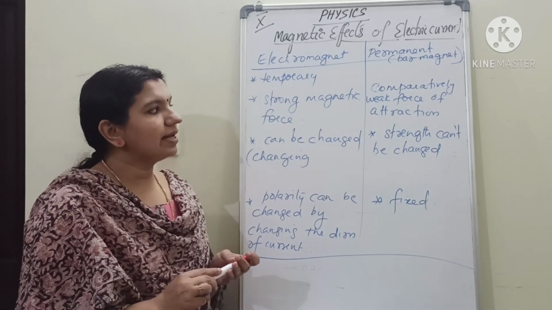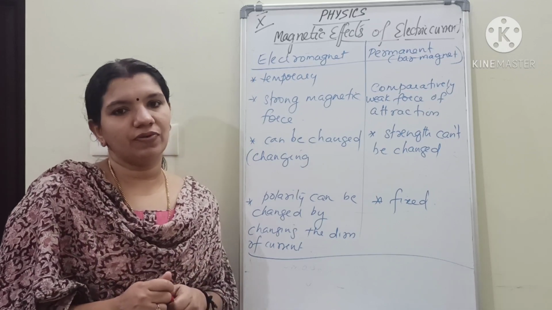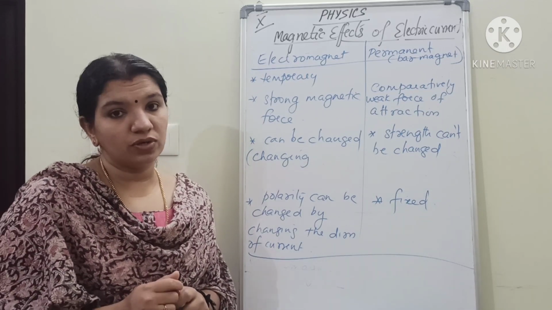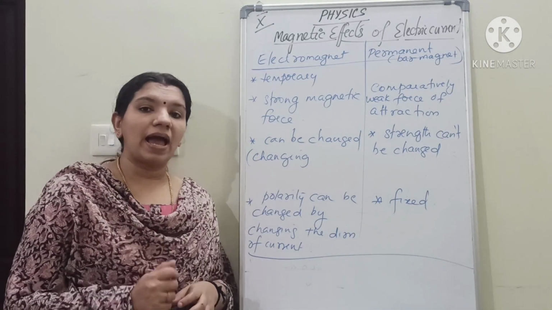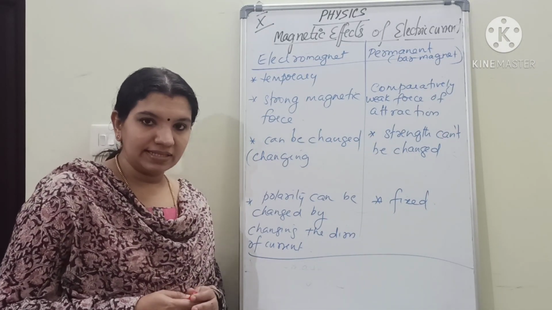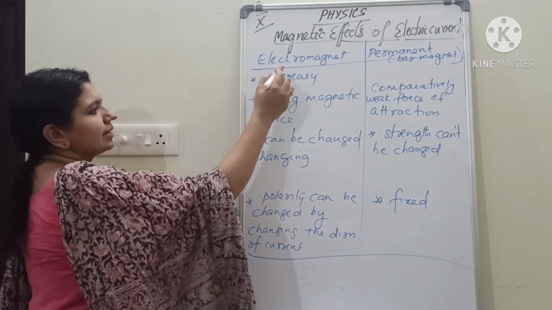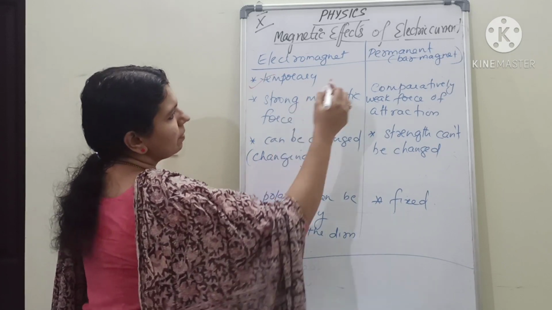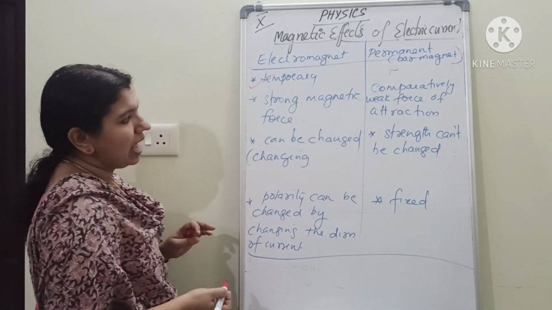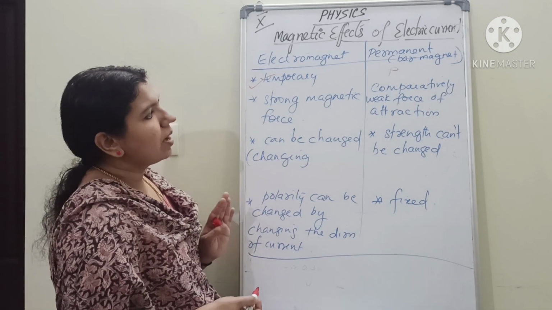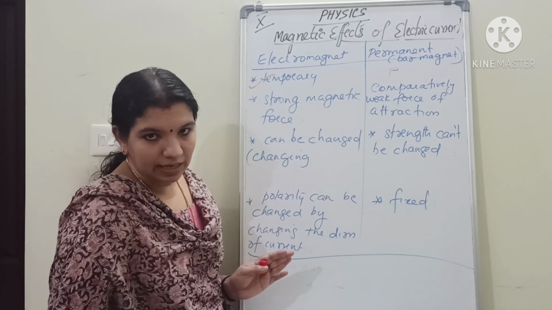The second one is, in the case of a bar magnet, it has a comparatively weak force of attraction. But an electromagnet has a strong magnetic force. So the first difference is that an electromagnet is a temporary magnet and a bar magnet is a permanent magnet. Then, an electromagnet has a strong magnetic force, while a bar magnet has a comparatively weak force of attraction.